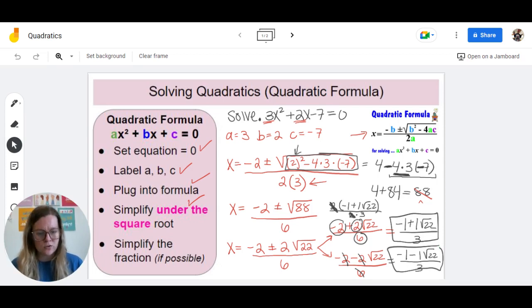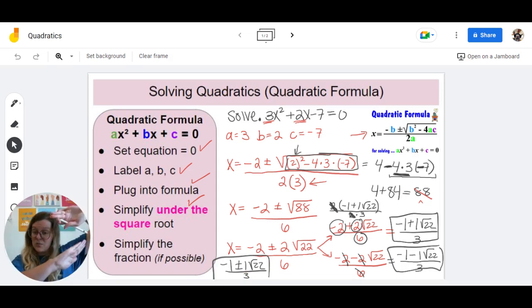Sometimes some people will leave it as negative 1 plus or minus 1 square root 22 all over 3. Either way is totally fine with me. If you want it as 2 separate answers, you can write it. If you want it as one answer there, you can. The biggest part of this is when you get into simplifying, make sure that you are not touching that 22 underneath the radical. He is done. We don't want to divide out a 2 from him as well.